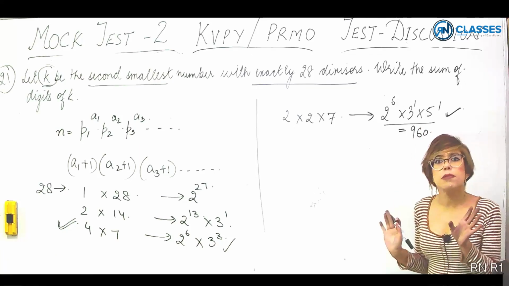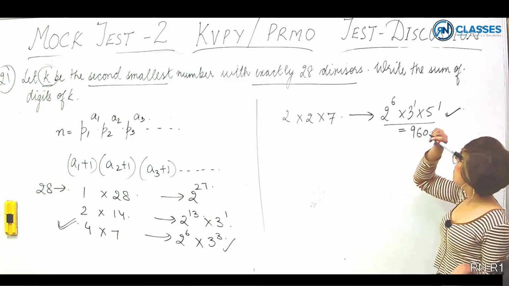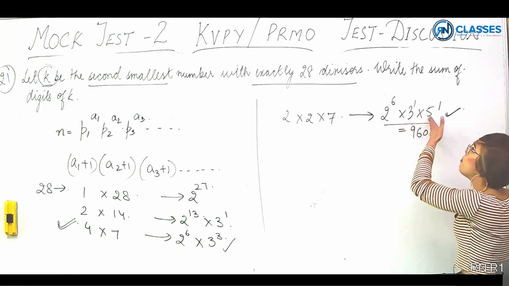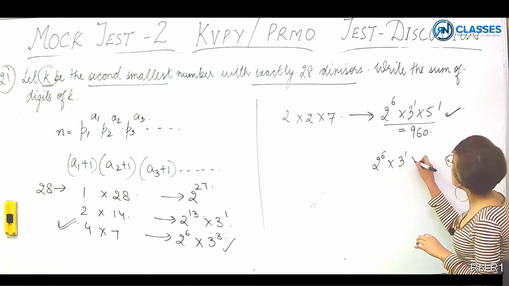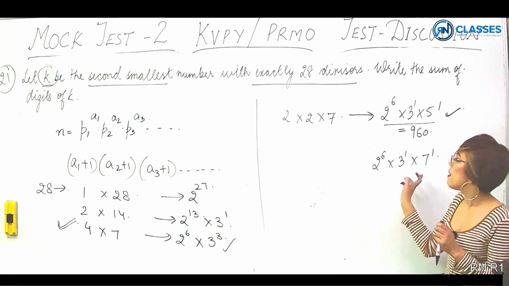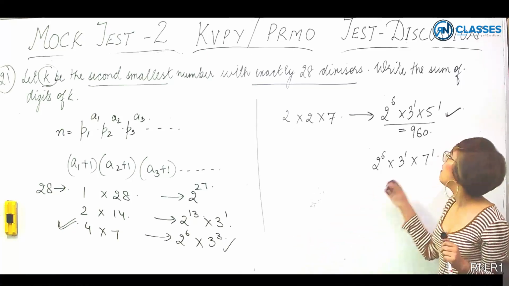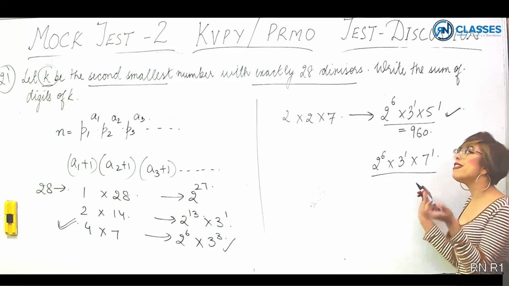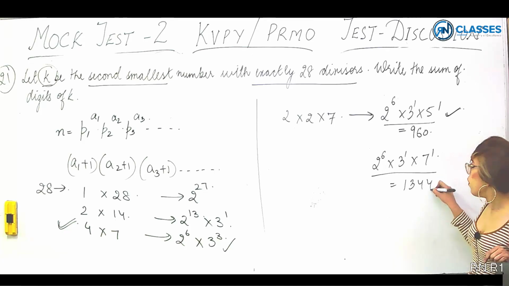But my question is not about the smallest number. My question is about the second smallest number. Second smallest means I need to increase it slightly. Now, instead of 5, maybe you can take the next prime number. So, 2 raised to power 6 as it is, into 3 raised to power 1 into 7 raised to power 1. Again, you can see 64 into 21 will be less than that one, right? I slightly increase because instead of 5, I am taking 7. So, this must be the second smallest number, and I think this turns out to be 1344.